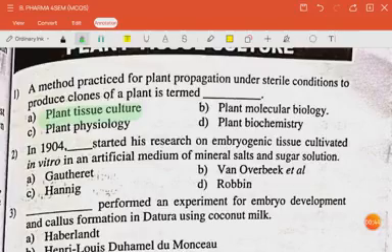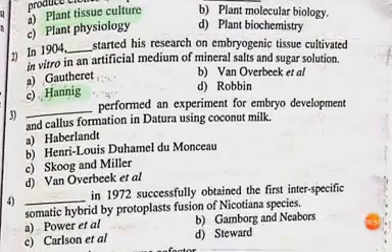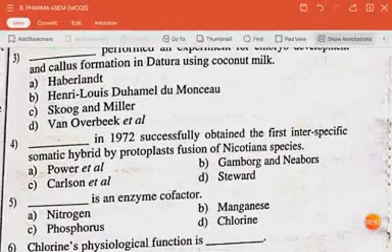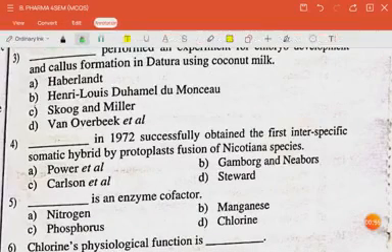The answer is Hanning. The next question is, Dash performed an experiment for embryo development and callus formation in Datura using coconut milk. Van Overbeek et al. The next question is, Dash in 1972 successfully obtained the first interspecific somatic hybrid by protoplast fusion of Nicotiana species.